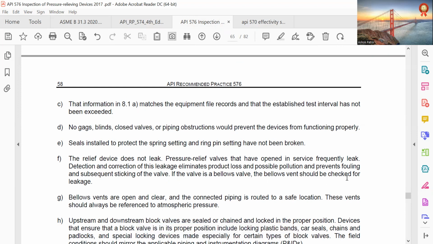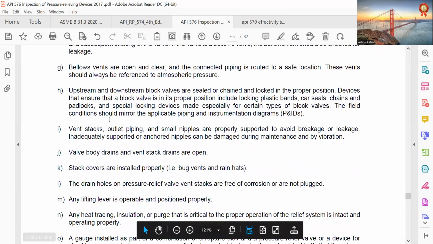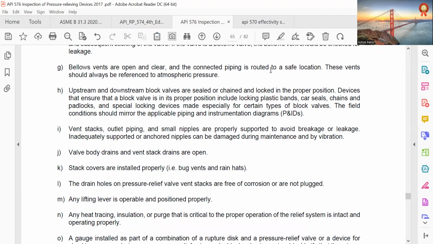If the valve is a bellows valve, the bellows vent should be checked for leakage. Bellows vents are open and clear, and the connected piping is routed to a safe location. These vents should always be referenced to atmospheric pressure. Upstream and downstream block valves are sealed, chained, and locked in the proper position. Devices that ensure the block valve is in its proper position include locking plastic bands, car seals, chains, padlocks, and special locking devices made specially for certain types of block valves.